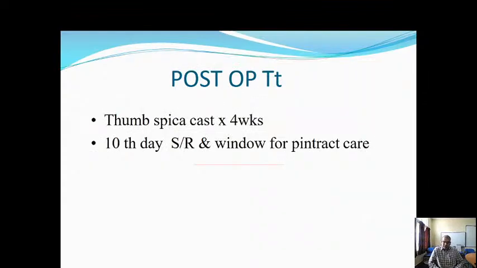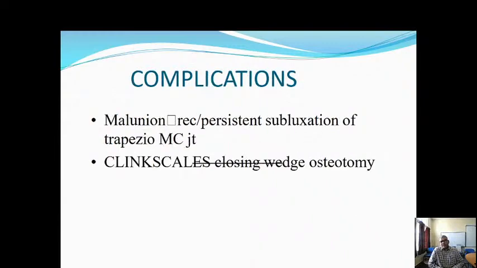So post-op treatment is thumb spica cast for 4 weeks. On the 10th day you do suture removal and a window for pin tract care. Complications: malunion, persistent subluxation of the trapezio-metacarpal joint, for which we need to do an osteotomy.